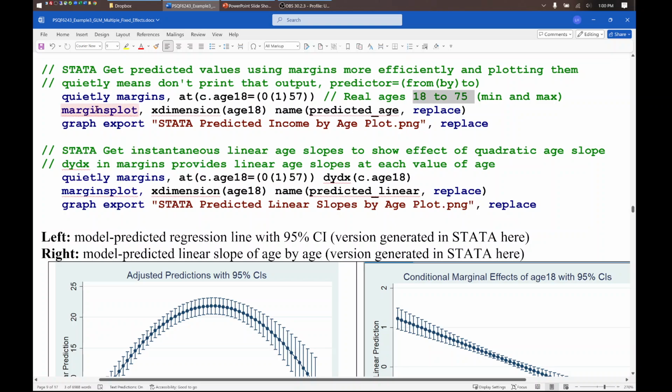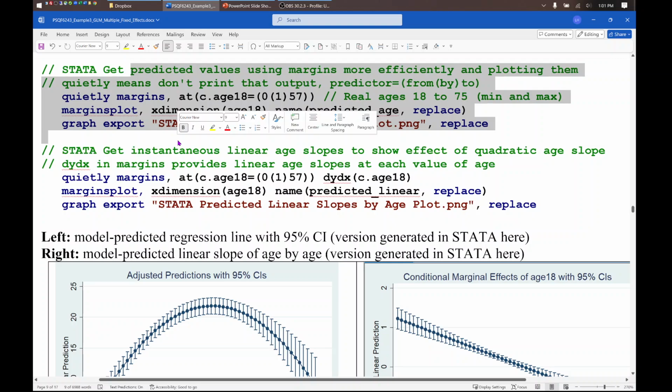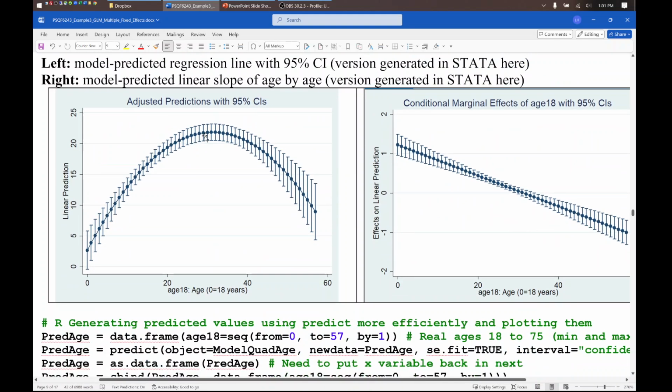Margins plot, then, must be run directly after a margins, and it understands what you're trying to do. So I tell it what I want the x-axis to be, which is age 18, and I'm naming the plot, and I can then save it as a file. So there's a picture file that was created by this command in your downloads folder that shows the end result. The end result of this part of the code generated using margins is right here. So this picture on the left was generated in Stata. This is showing the predicted U-shaped curve relating age to income as predicted by this quadratic function.